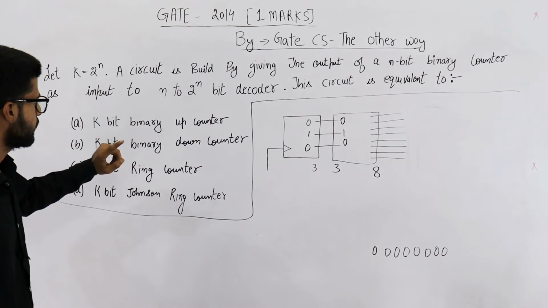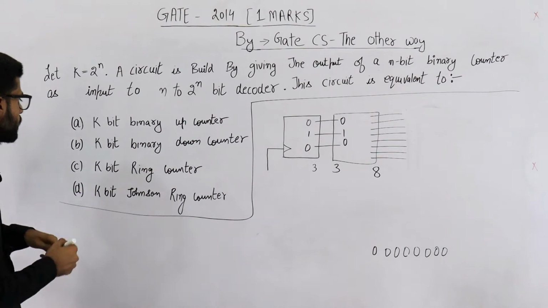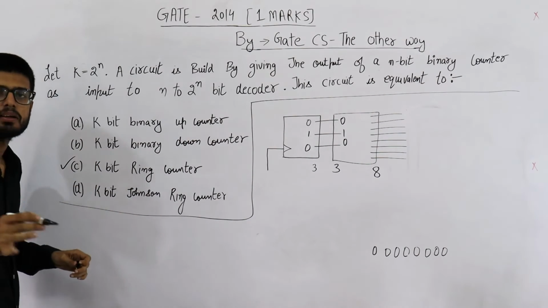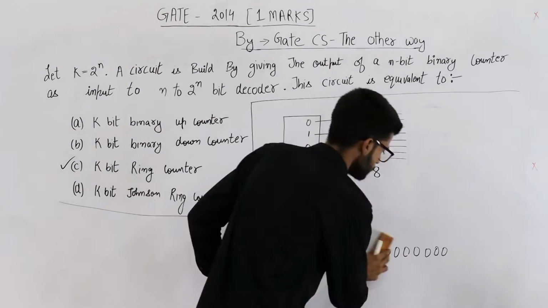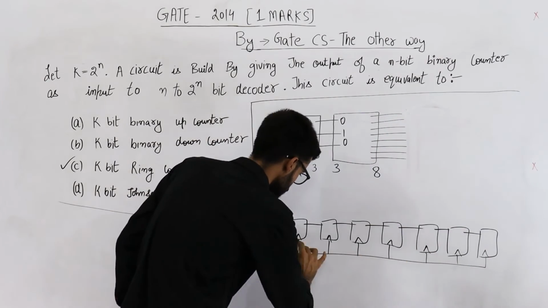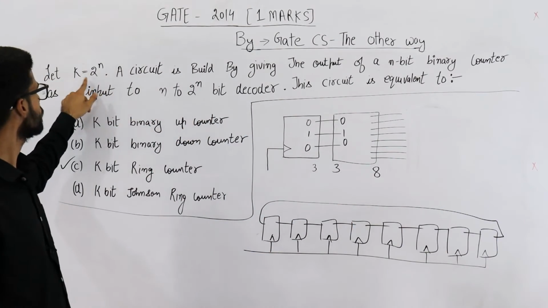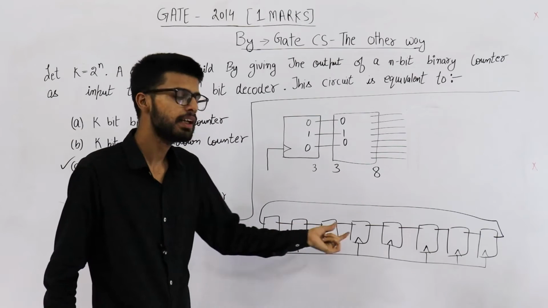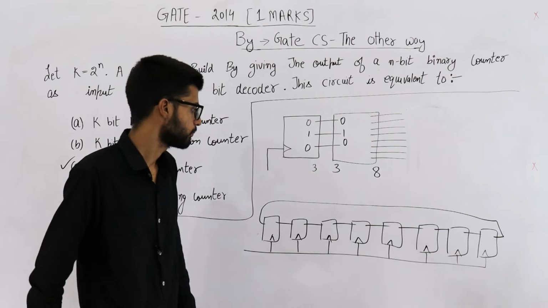We have a k-bit binary up counter, no. A k-bit binary down counter, no. A k-bit ring counter, yes. It is a k-bit ring counter. Let us see what happens in a k-bit ring counter. Here k is 8, so we have 8 flip-flops to make an 8-bit ring counter.